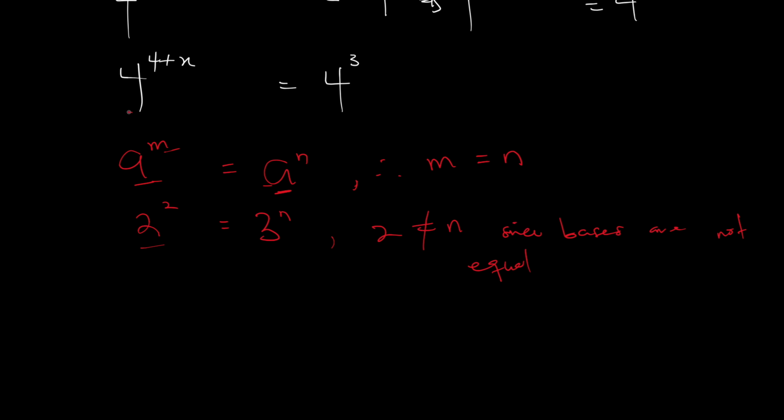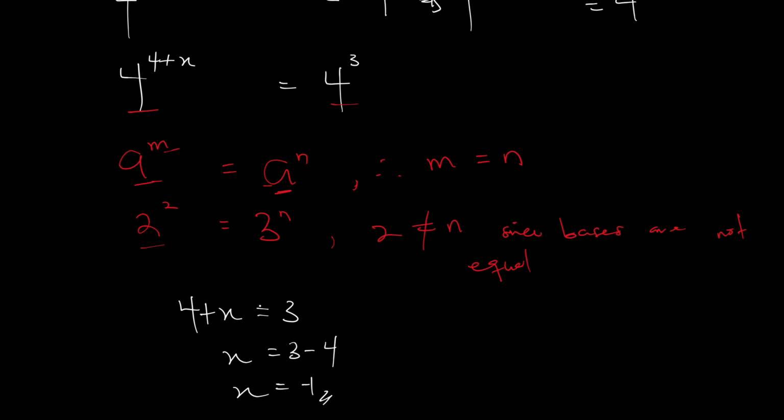Now, since the bases are equal, we can equate the exponents. So we can say that 4 plus x is equal to 3. And we can find x by making x the subject. So our x will be equal to 3 minus 4. So x is equal to minus 1.